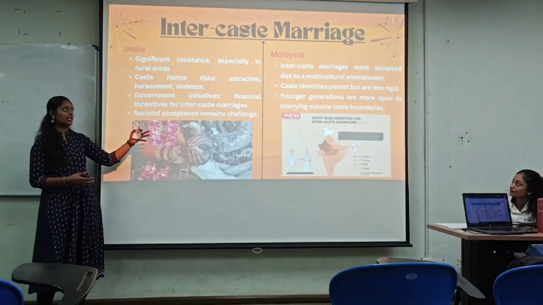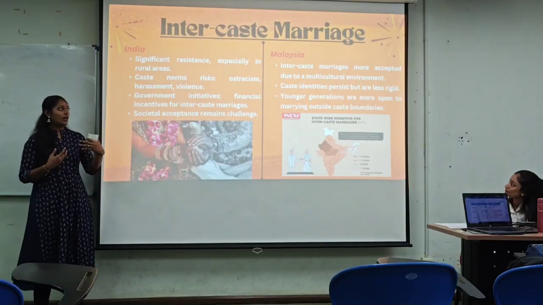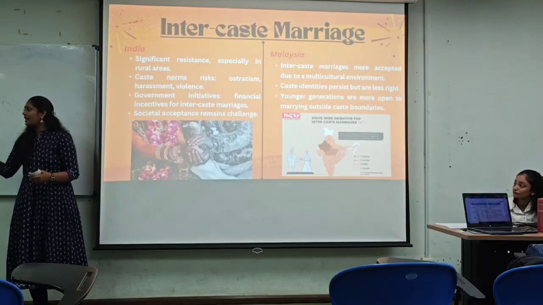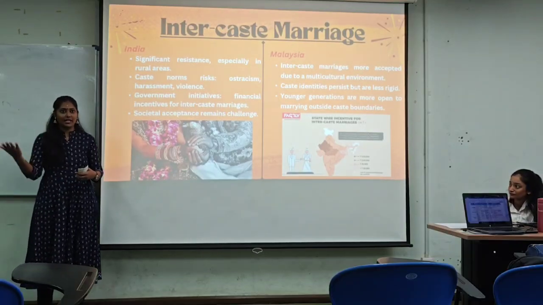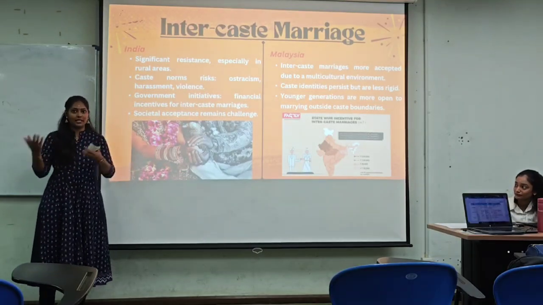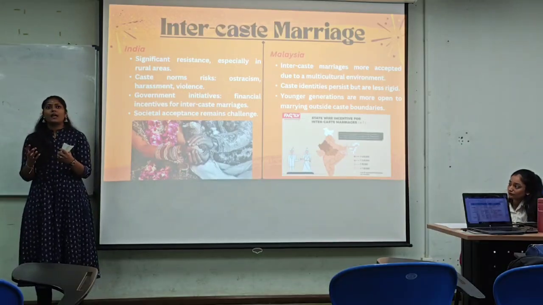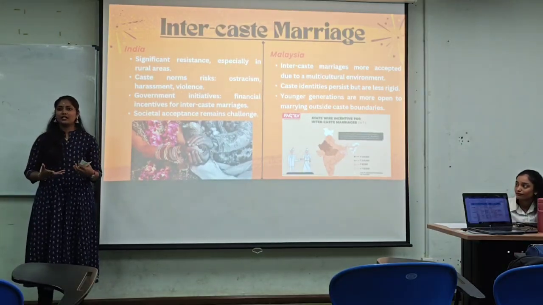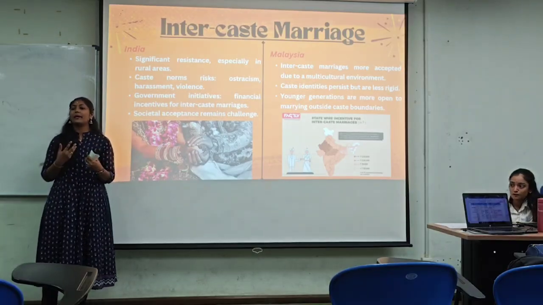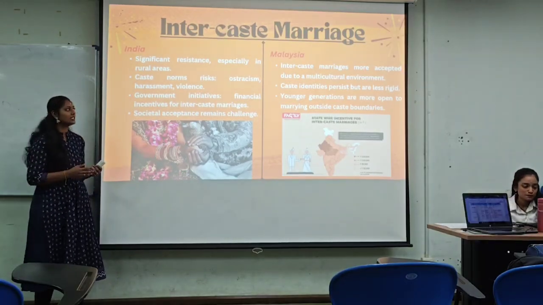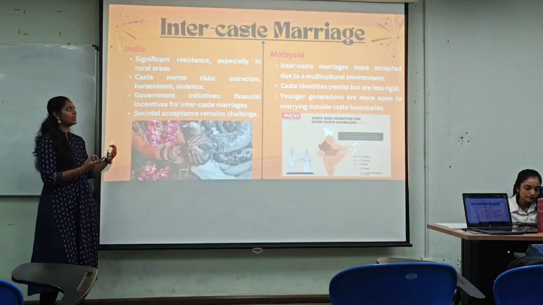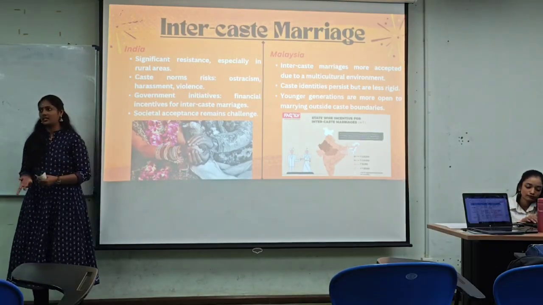For example, the younger generation are more ready to marry outside caste and also outside race. Also, we can see some Malays marrying Indians, Chinese marrying Malays. So this is not a mistake. It's like a unity, social unity. That depends on our personal thing. So in Malaysia, there's no caste-based inter-caste marriage, but it's based on multicultural marriages.